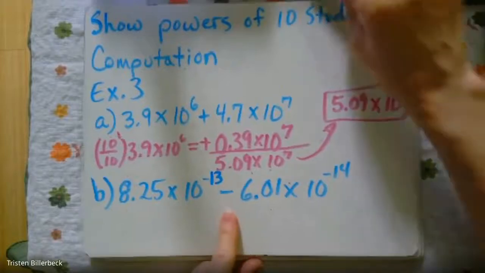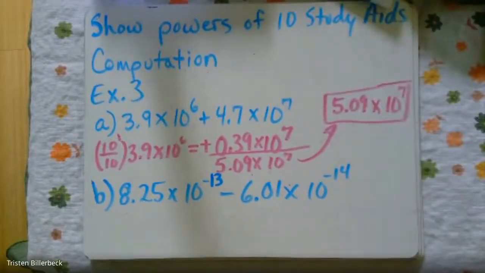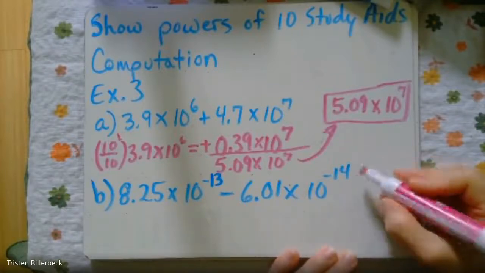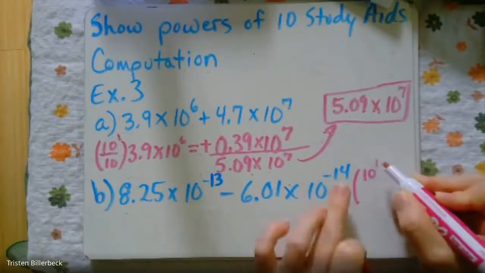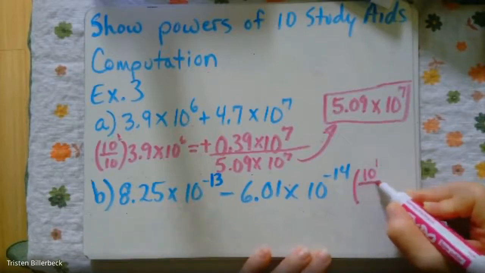Okay, so this one we're subtracting. So let's get a feel for how we're going to do that. Okay, so this is bigger than that. So that's a good thing. We're subtracting something smaller, but we should have the same magnitude, and we don't. So let's multiply this one by 10 over 10, because we have to add 1 to negative 14 to make it negative 13.